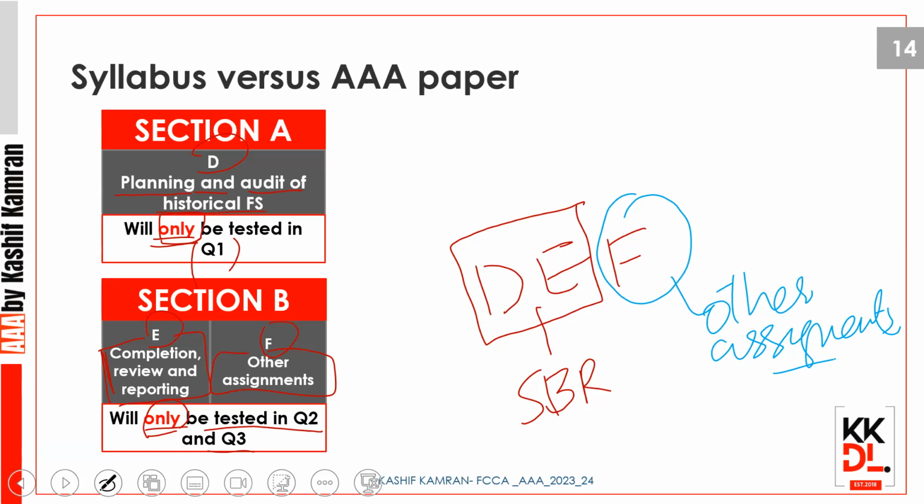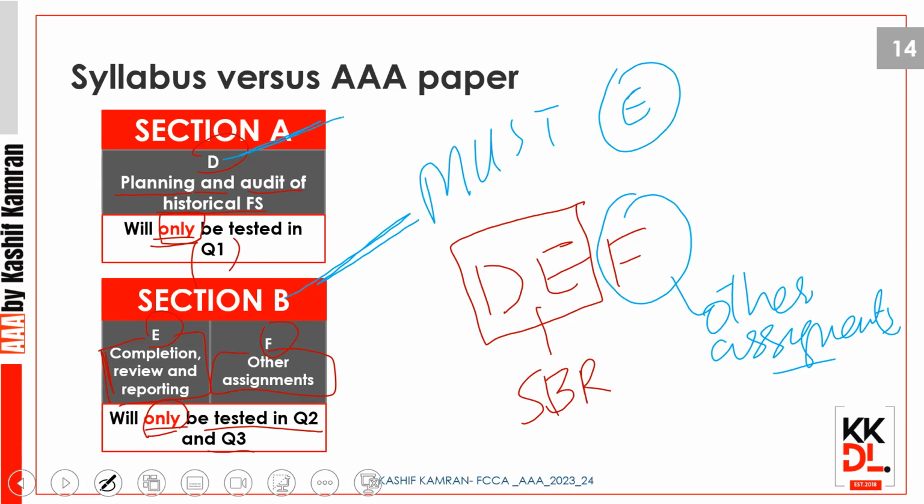Section A, syllabus area D; section B, syllabus area E and F. One of the questions in section B must come from E. E can never be omitted. D can never be omitted. D is a must. So you will never find a section A question without D. You will never find a section B without E.